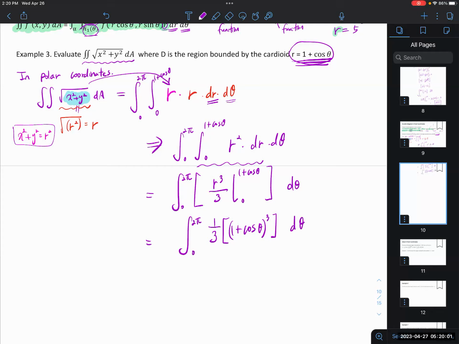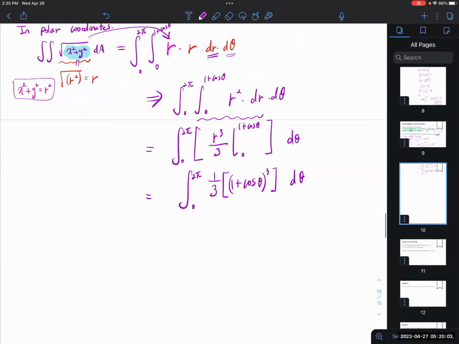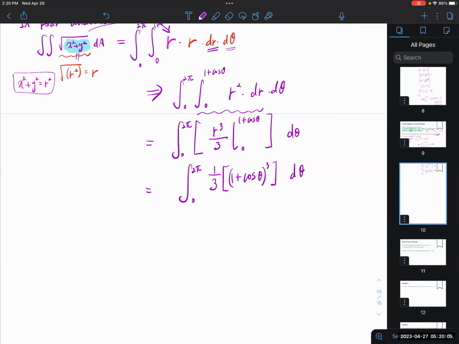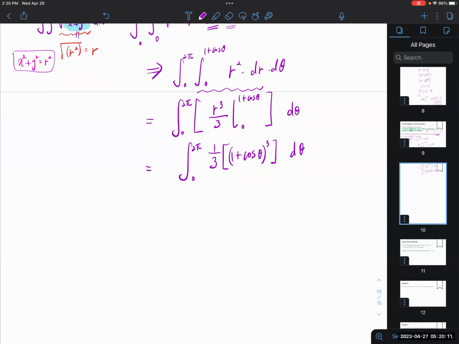Whew, we got it. All right, now we have to do the work. So we have 1 plus cosine theta to the third. Can you expand it? So 1 plus cosine theta to the third, if you expanded it, it is going to be 1 plus, what is it? If you take the integral of 1 plus, or we can calculate it.